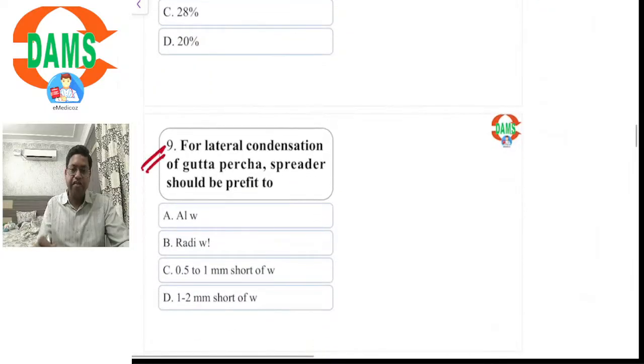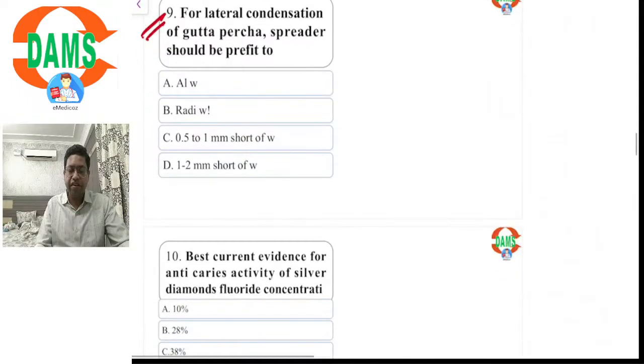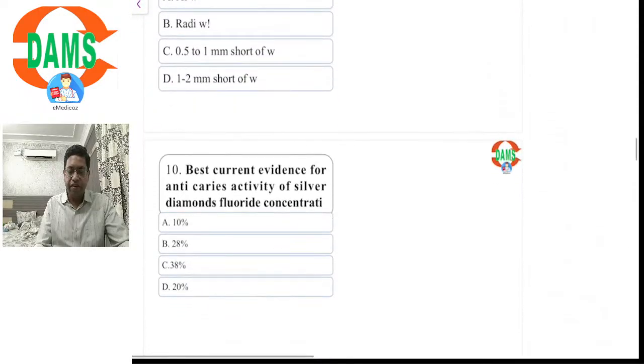Question number 9 is a repeat of what we have already seen. This is also a repeat. The current evidence for anti-caries activity of silver diamine fluoride concentration is 38%, which we already saw.